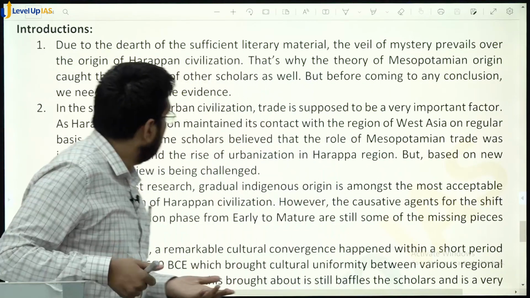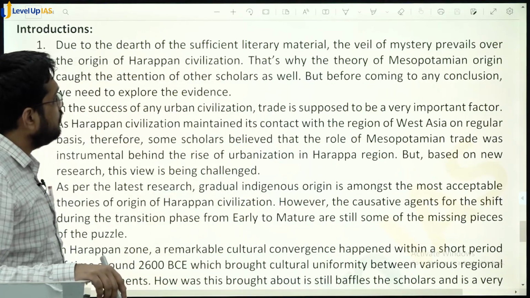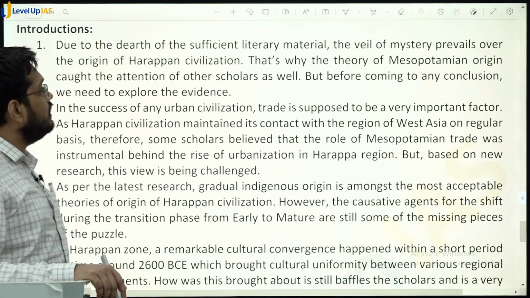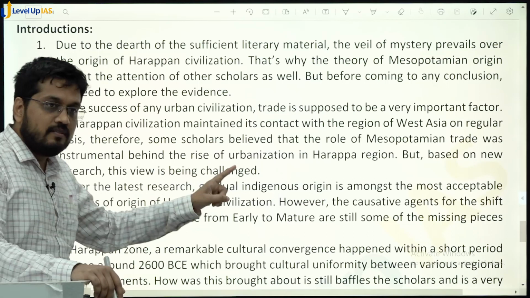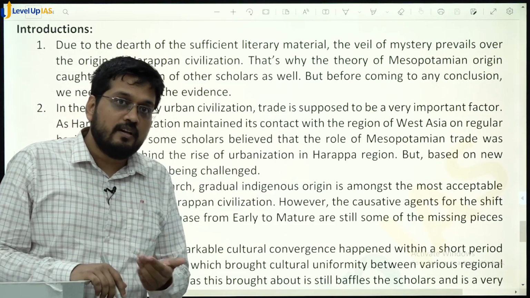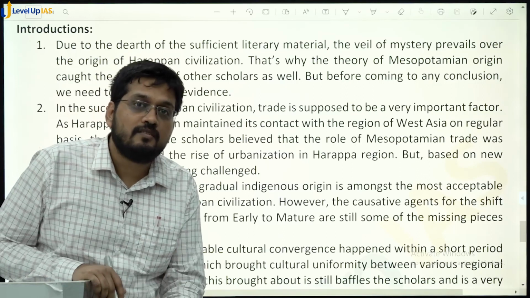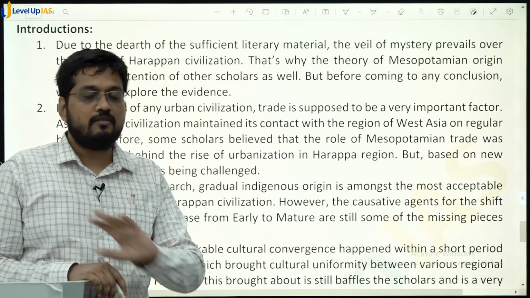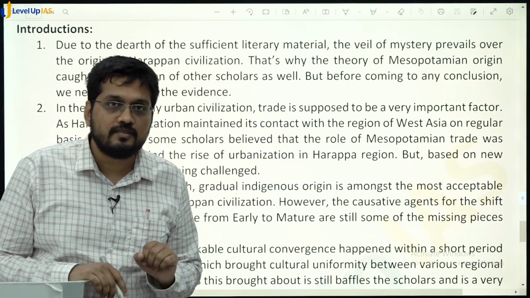Typical introduction. The second: that's why the theory of Mesopotamian origin caught the attention of other scholars as well. But before coming to any conclusion, we need to explore the evidence. So you are giving a thesis. You are giving a hint of what you are going to do in the answer without giving the conclusion in the beginning. It is a very good standard introduction.